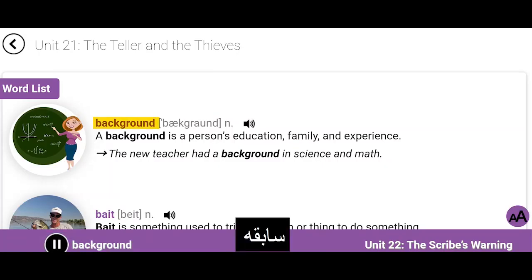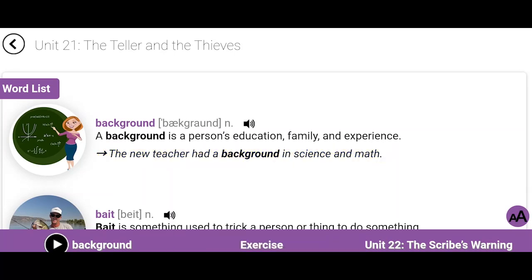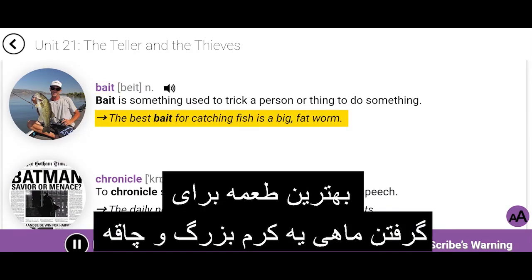Background. A background is a person's education, family, and experience. The new teacher had a background in science and math. Bait. Bait is something used to trick a person or thing to do something. The best bait for catching fish is a big fat worm.